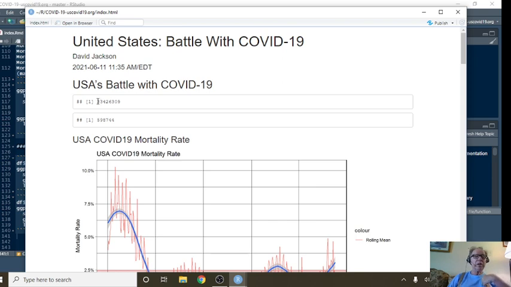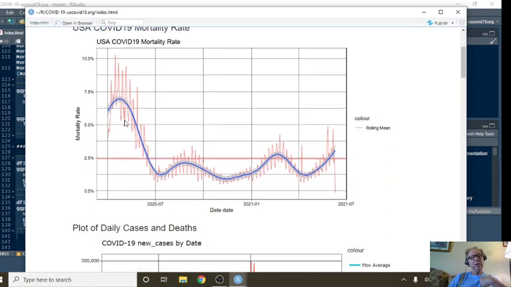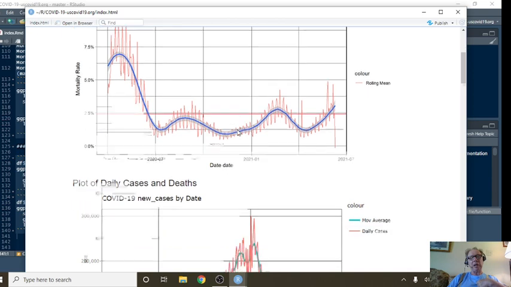Okay, so what you can see is that the U.S. currently has 33.4 million cases, 598,000 deaths. Mortality rate is climbing, which in our case is actually good because, what this means is that the gap between cases and deaths is increasing. No, this means that the gap between cases and deaths is decreasing. So we don't want to place too much stock in a mortality rate, okay?